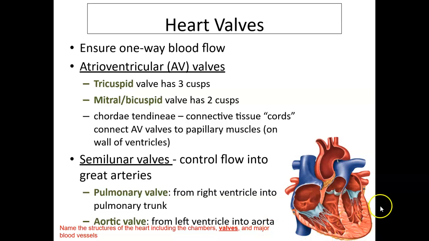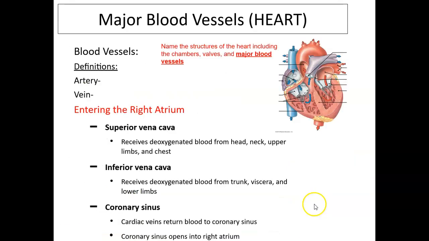The stringy structures seen extending from the valves are the chordae tendineae. They tighten to ensure that the valves hold tightly closed. The semilunar valves are found in the lower heart chambers. They are the guardians of the passageway from the right ventricle to the pulmonary trunk and the left ventricle to the aorta. That brings us to the major blood vessels of the heart.